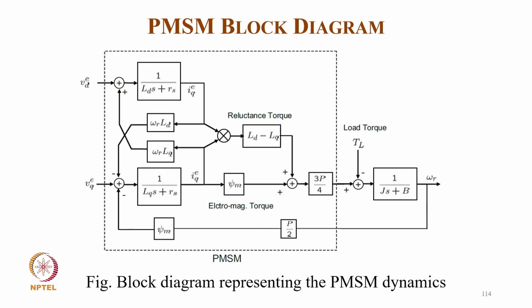Now this is the typical block diagram representing the PMSM dynamics, where we apply vd and vq. We have a block corresponding to 1 upon Ld s plus Rs, which gives id, and then a cross coupling term omega Ld for the reference and omega Lq, which goes back. Then another for vq, 1 upon Lq s plus Rs, and then the term omega r P/2 times phi m. It goes with id iq followed by the reluctance torque, ld minus lq multiplied by the current, and then phi m iq, the torque due to the electromagnet, multiplied by 3P/4. Then minus the load torque goes to the input of the mechanical part, 1 upon Js plus B, and gives the output omega r.